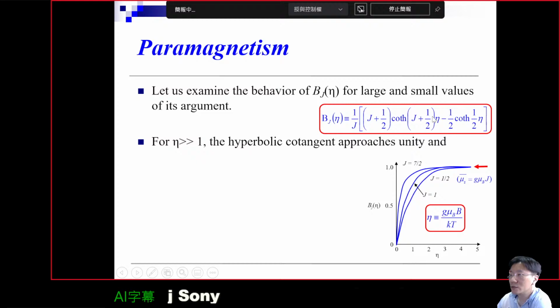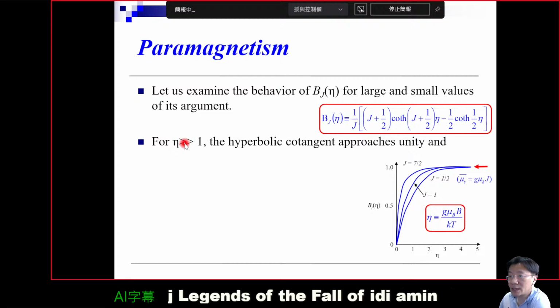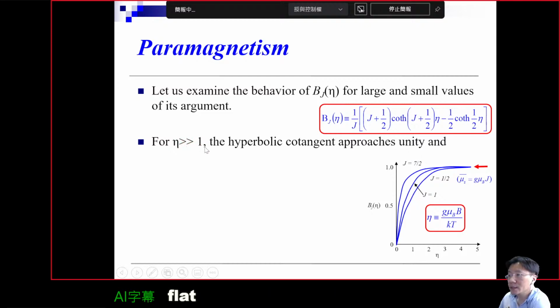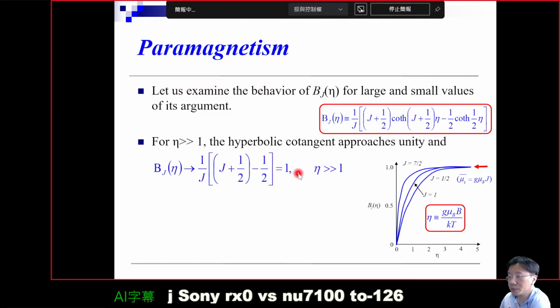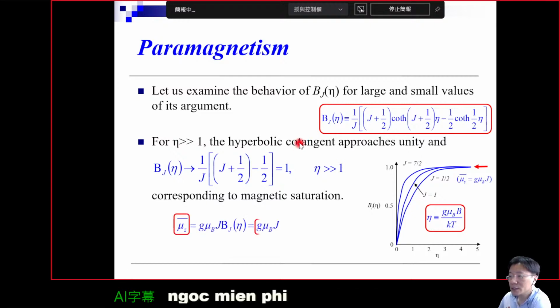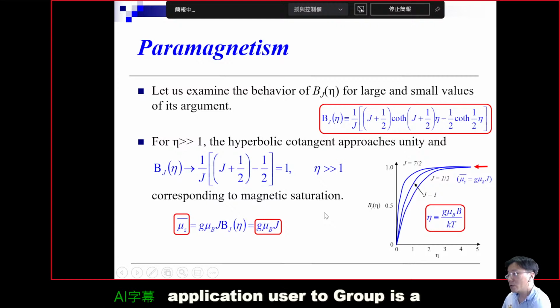So let's examine the behavior of B_J of eta for large and small values of its argument. For eta relatively larger than 1, the hyperbolic tangent approaches 1, unity, and this expression will approach 1. So what does that mean? That means for saturated magnetization, mu_z would be equal to g mu_B J. This is the mathematical form of the explanation of paramagnetism.